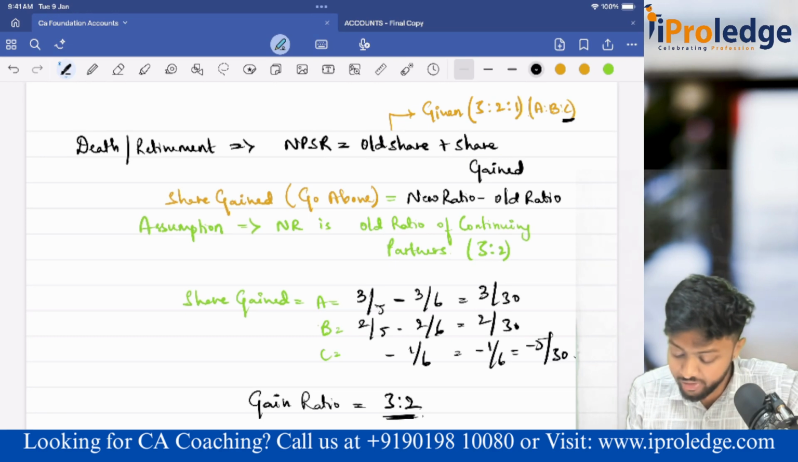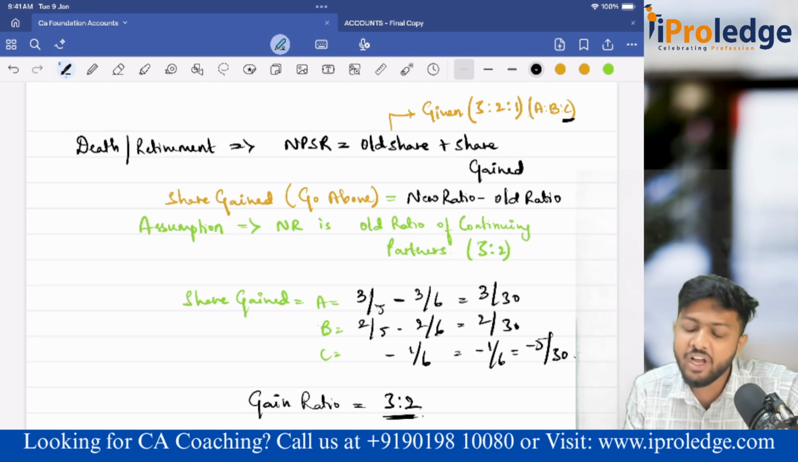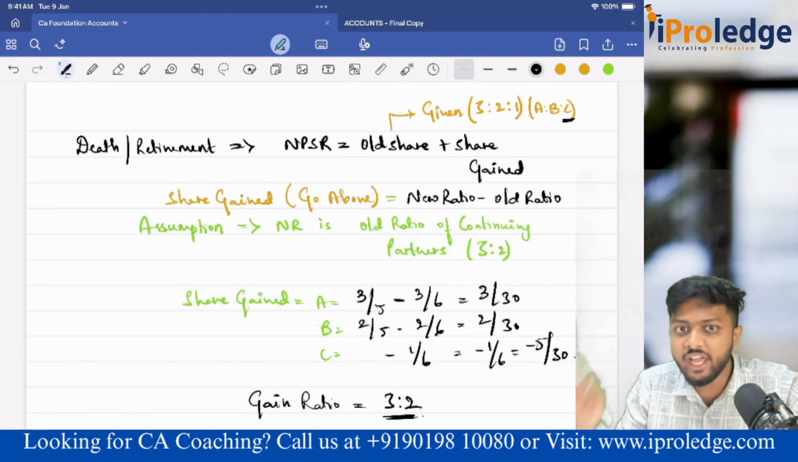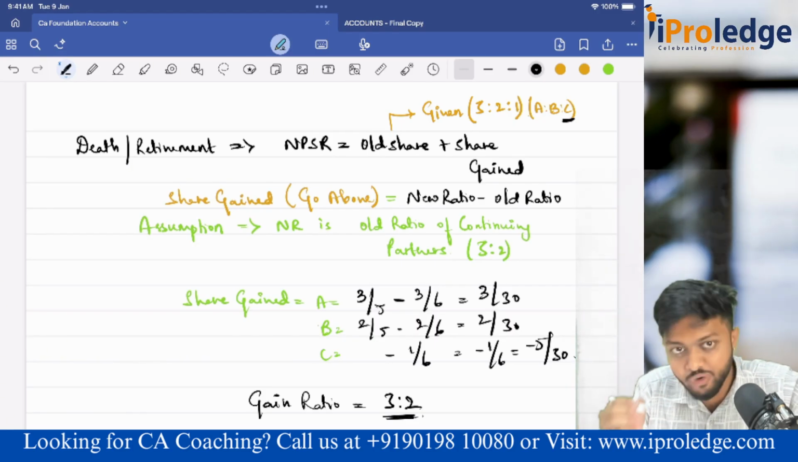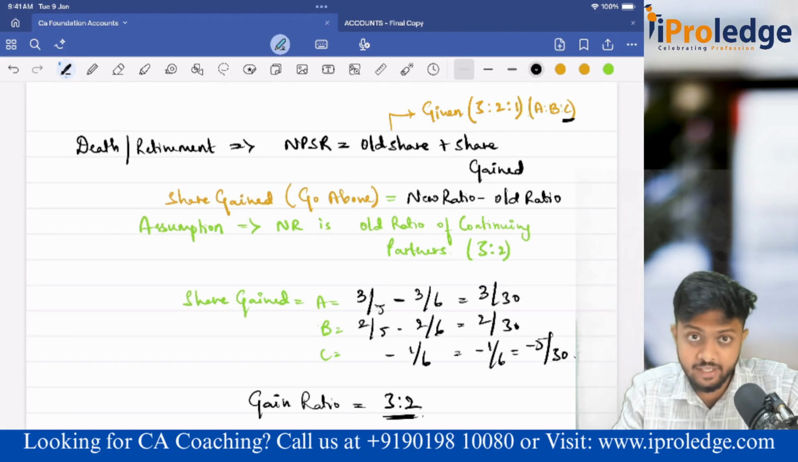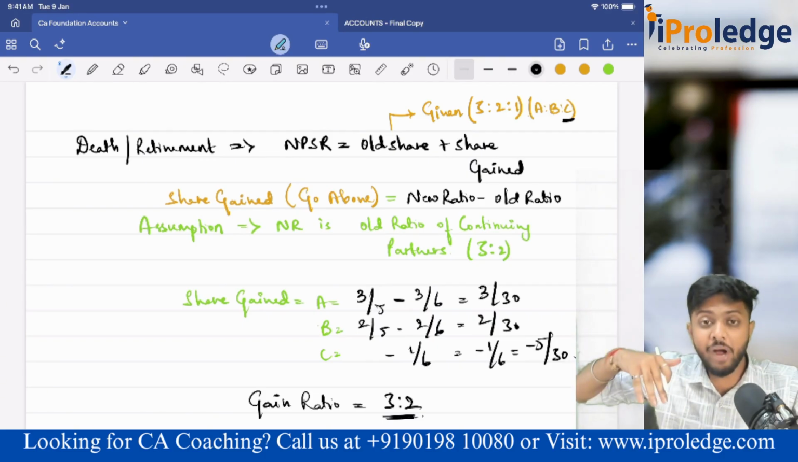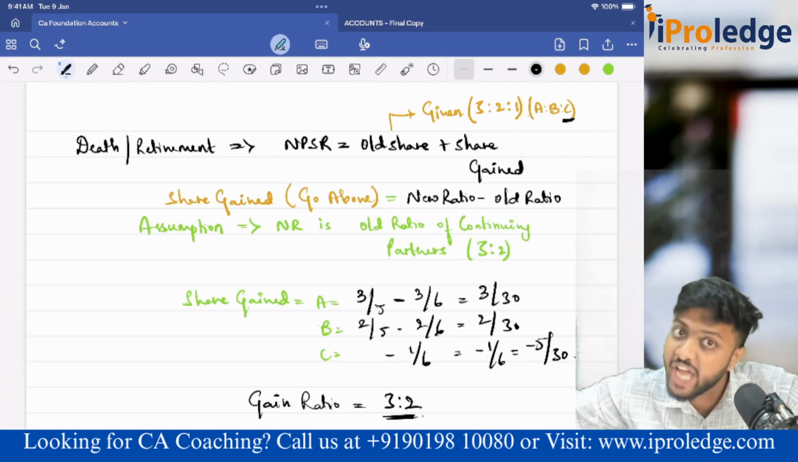Now what is the new profit sharing ratio? Whatever old share the continuing partners had. Who are the continuing partners? A and B, no, C is dying. Now A's old share, plus, because of retirement or death, since C is going, C's share also they will gain. The existing partners will gain C's share also.